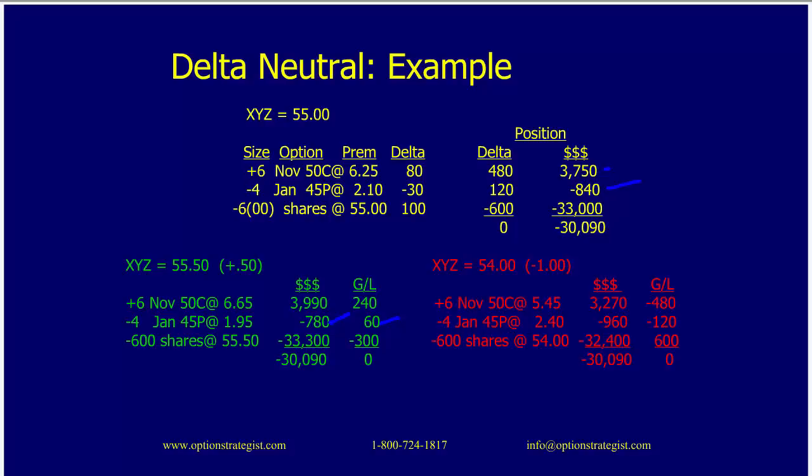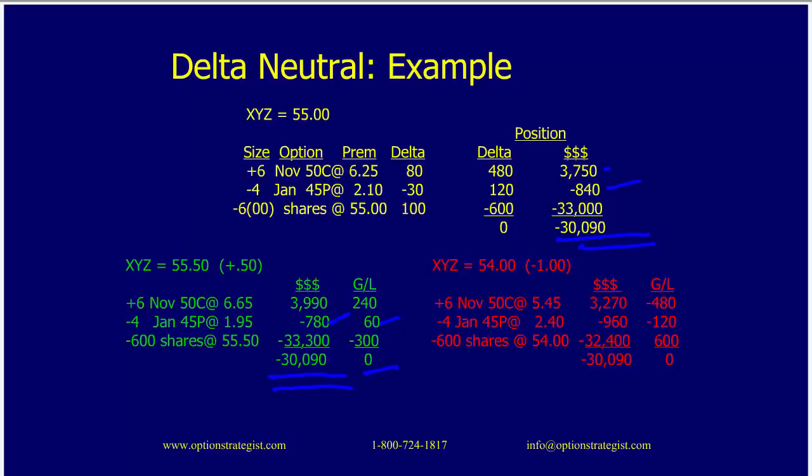Okay, and then the stock, we're short shares of stock. We're going to lose $300. And so when we look at the dollar value, notice this. It's $30,090, just like it was over here. And my gain or loss in total is 0.